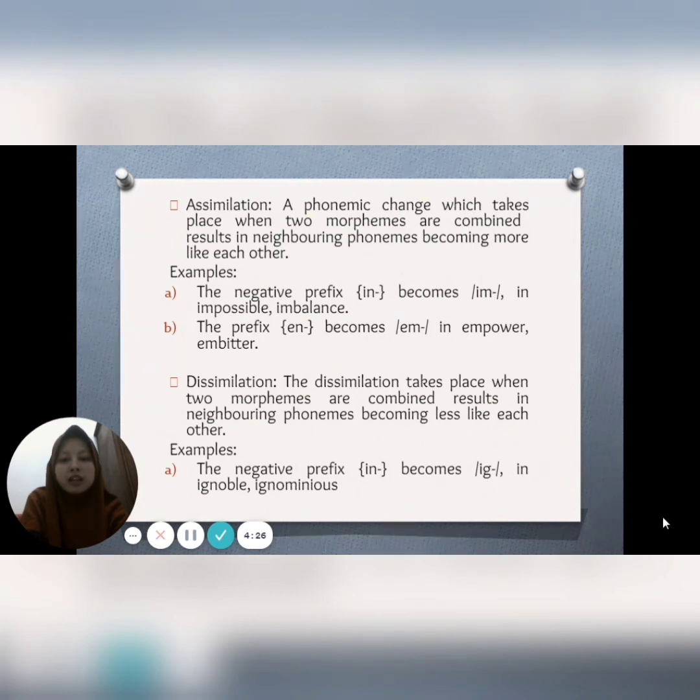Fifth, dissimilation. Dissimilation takes place when two morphemes are combined and results in neighboring phonemes becoming less like each other. For example, A, the negative prefix "in" becomes "ig" in the words ignoble and ignominious.